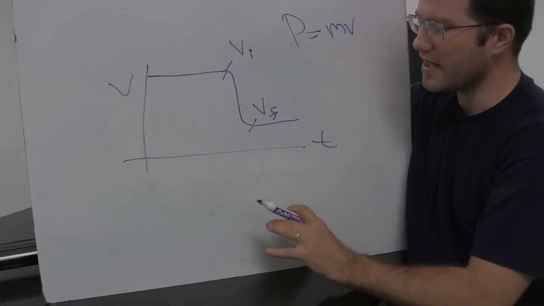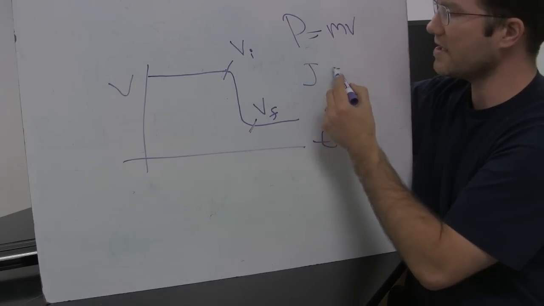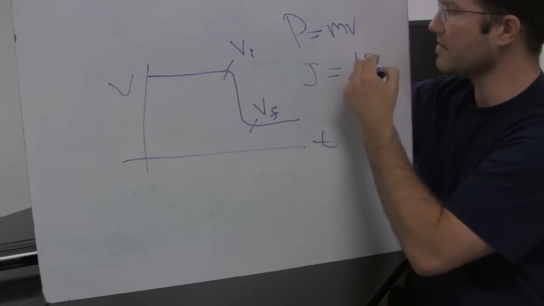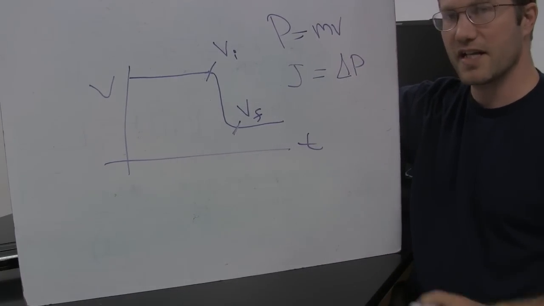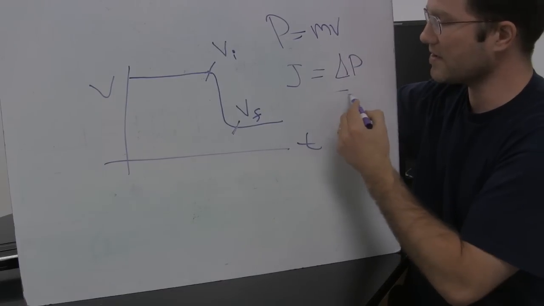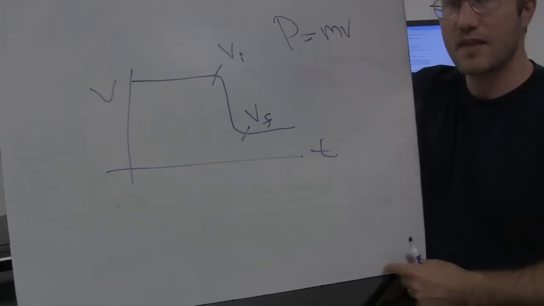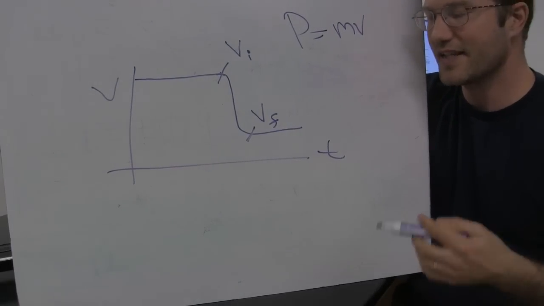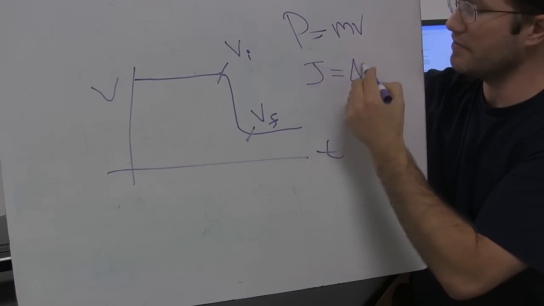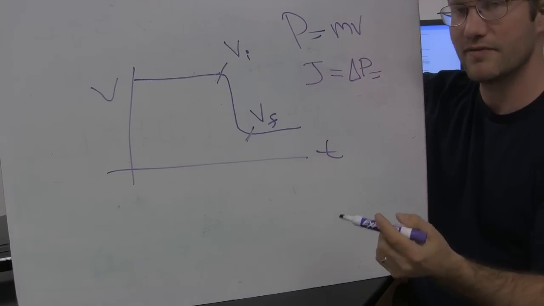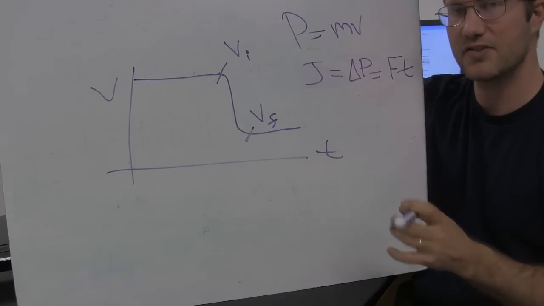Now there's another thing we can look at, and that is this idea of impulse. Impulse is J, and that's equal to a change in momentum, delta P. It's also equal to, as it turns out, the average force times a change in time.